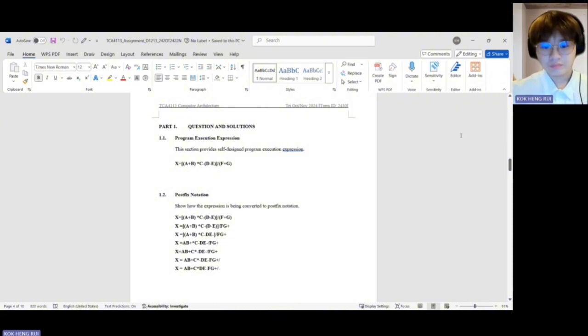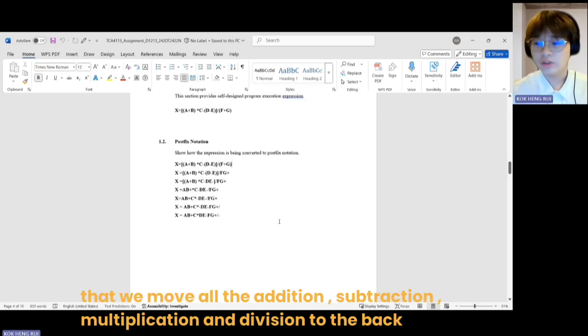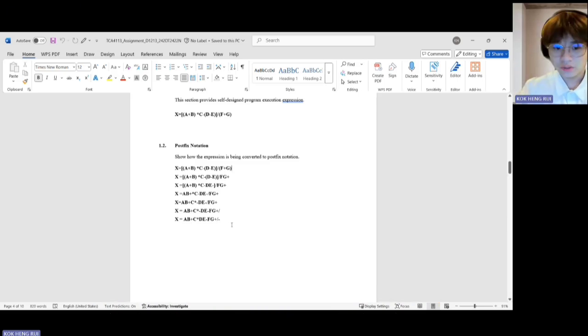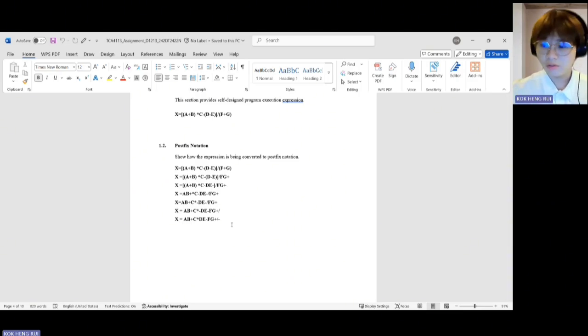F plus G. Postfix notation is basically that we move all the addition, subtraction, multiplication, and division all to the back. So that the answer we get is x equals to AB plus C multiplied DE minus FG plus divide minus. So how do we get this answer?